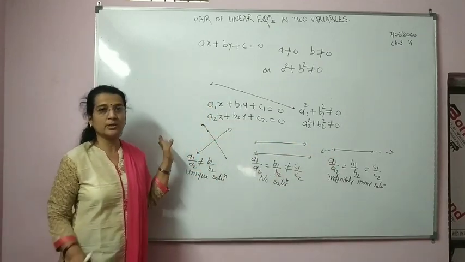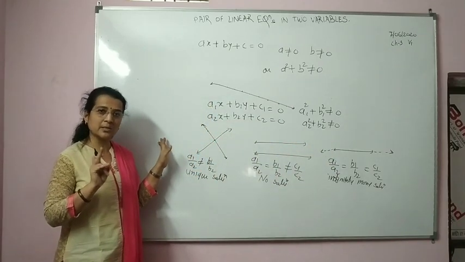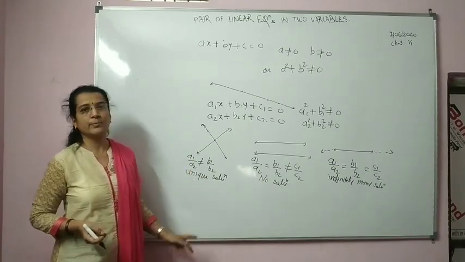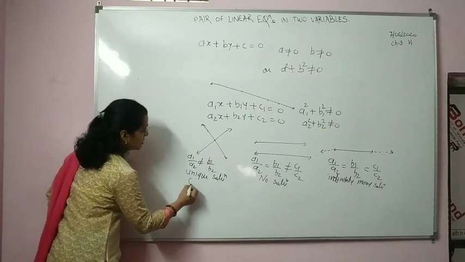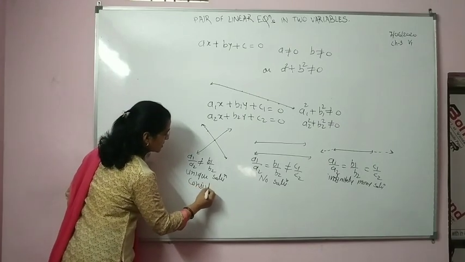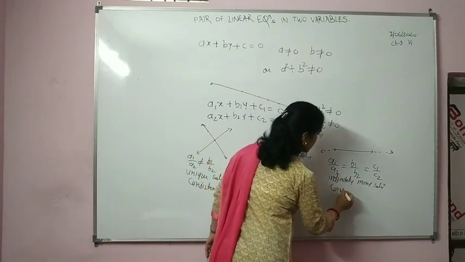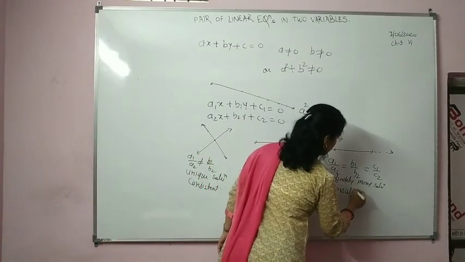What is the definition of a consistent system? If the system has a solution, either unique or infinitely many, that type of system is called consistent. So this system is a consistent system. Consistent. And this system is also consistent. Consistent.